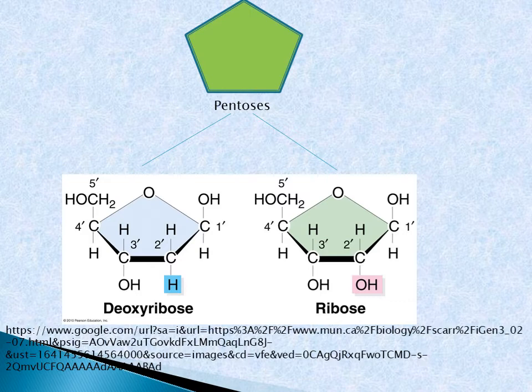As you can see in the picture, at carbon number two, hydroxyl group is present in case of ribose and hydrogen atom is present in case of deoxyribose. As the name indicates, deoxy means removal of oxygen. Deoxyribose sugar is present in case of DNA and ribose sugar is present in case of RNA.